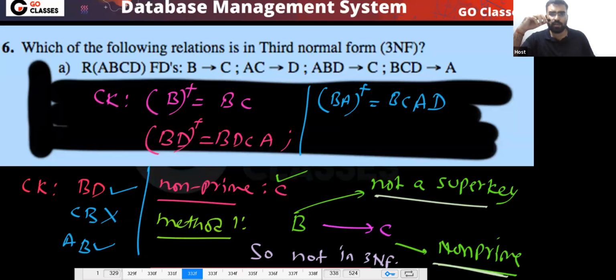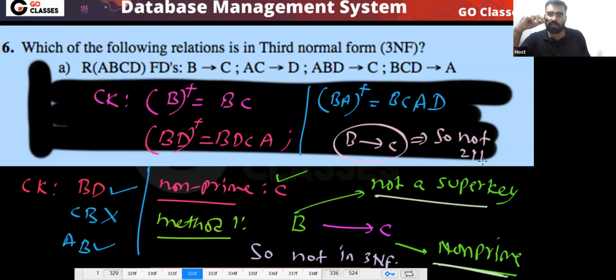What about 2NF for this relation R? Do we have a proper subset? Yes, you can notice B goes to C, so it is not in 2NF also. This is the violation: a proper subset of a candidate key determining a non-prime attribute. So this is not 3NF, not 2NF. What about 1NF? It is in first normal form; that will always happen.